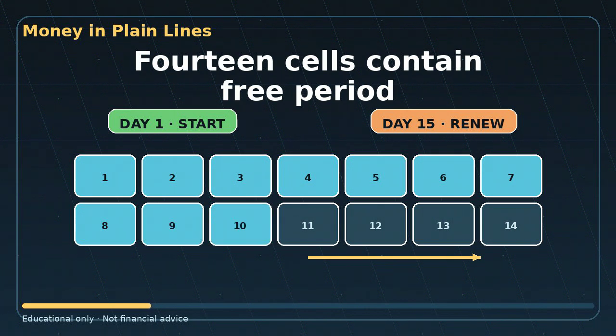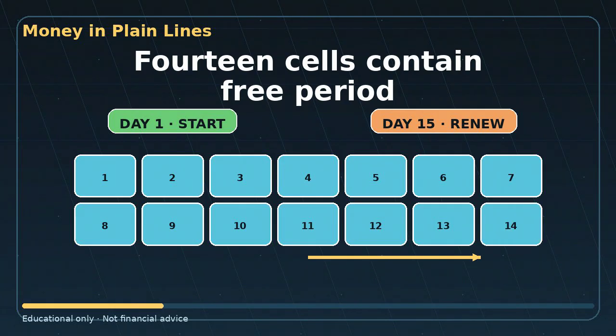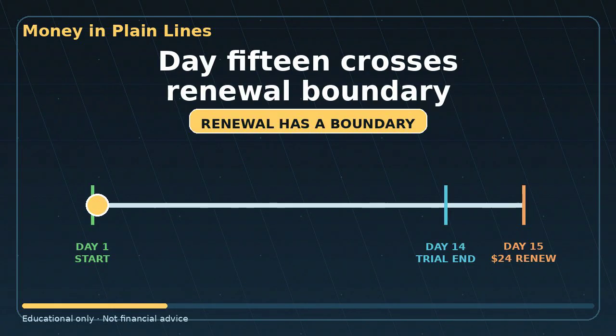A 14-cell strip then counts the free period from day 1 through day 14. The numbered cells show duration, not spending, and they stop before the paid state begins. Day 15 sits beyond the strip as the stated renewal point in this invented agreement.